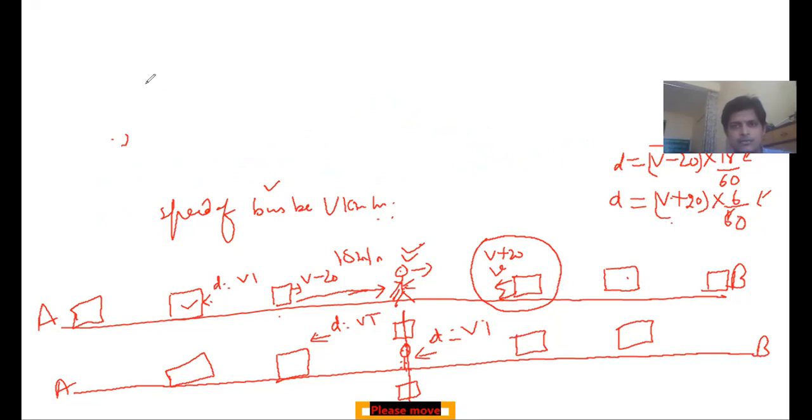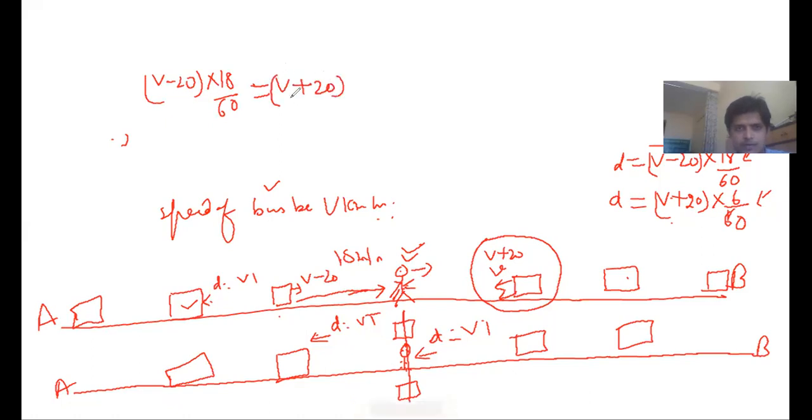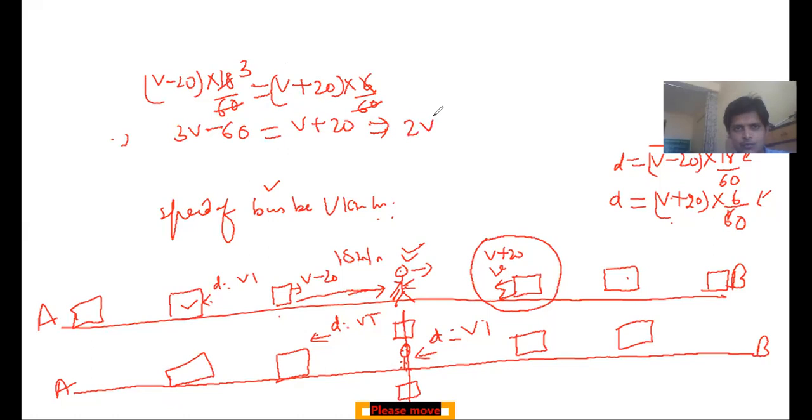When I equate these two results, it will be v minus 20 into 18 by 60 equal to v plus 20 into 6 by 60. So 60 and 60 get cancelled out, and 18 by 6 is 3. So 3v minus 60 equals v plus 20. So we get 2v equal to 80, so v will be 40 kilometers per hour. This is our answer of the first part.